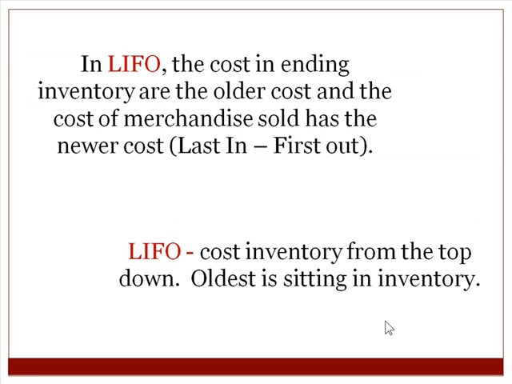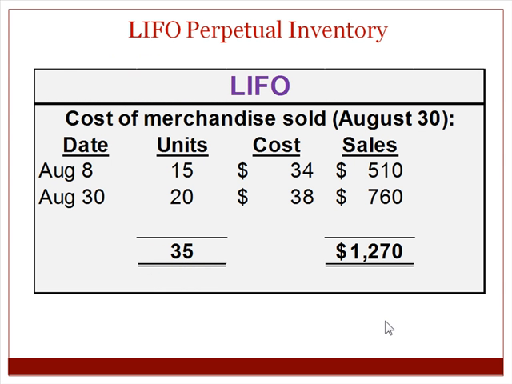Okay, in LIFO, the cost in ending inventory are the older cost, and the cost of merchandise sold has the newer cost, last in, first out. Okay, so let's try that example. Same scenario, you had sold 35.